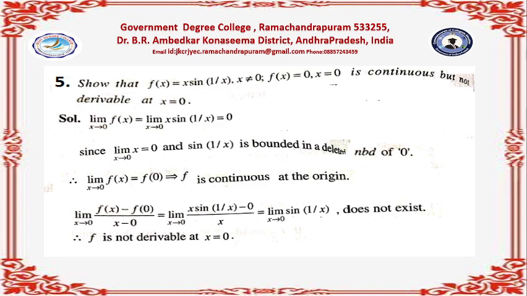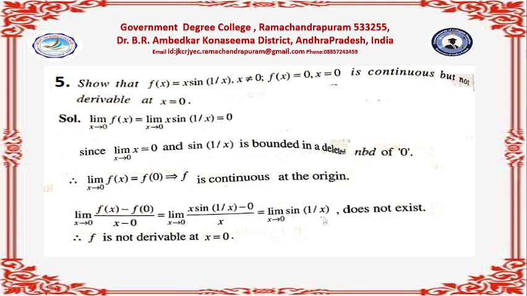Now limit as x tends to 0 f of x is equal to f at 0, that implies f is continuous at the origin. Now we are going to check whether the function is derivable or not. So we are going to consider limit as x tends to 0 f at x minus f at 0 divided by x minus 0, that is nothing but limit as x tends to 0 x into sin 1 by x minus 0 divided by x, x gets cancelled, limit sin 1 by x.